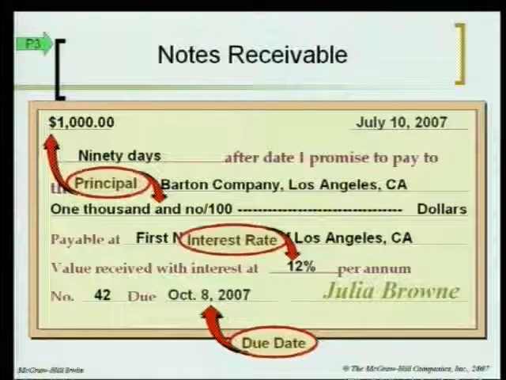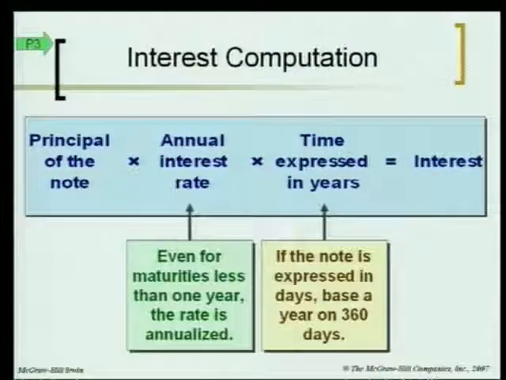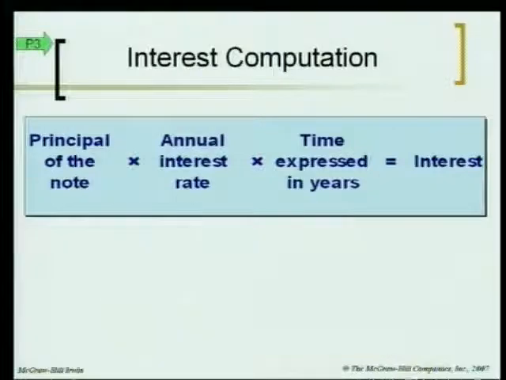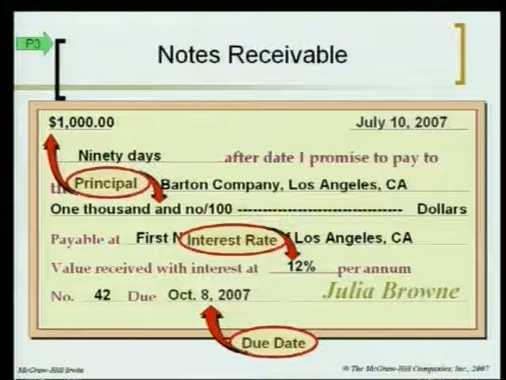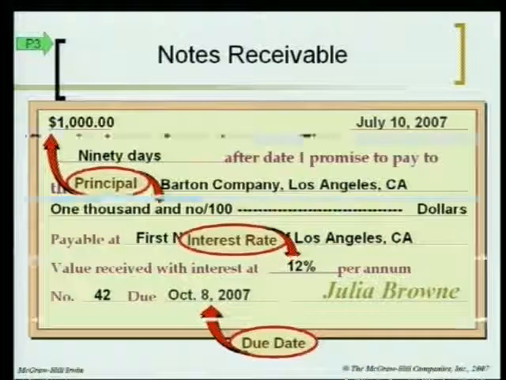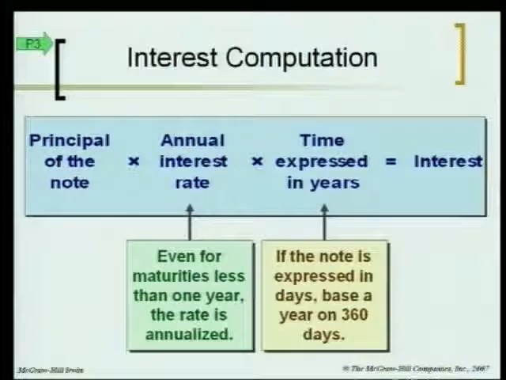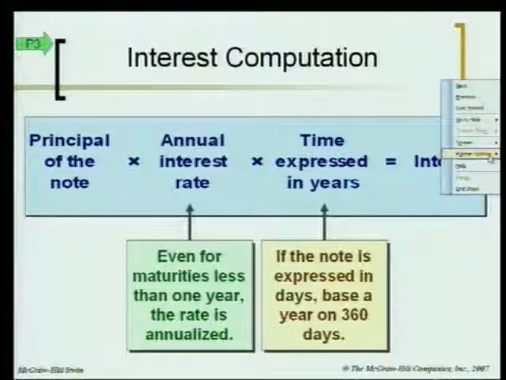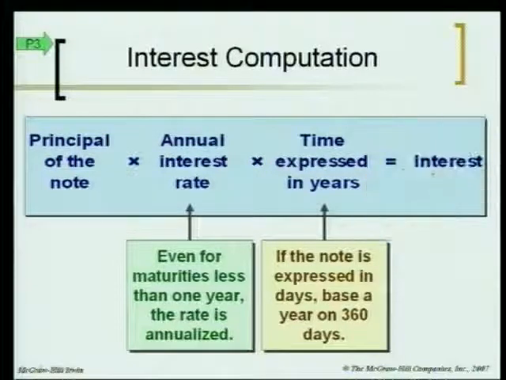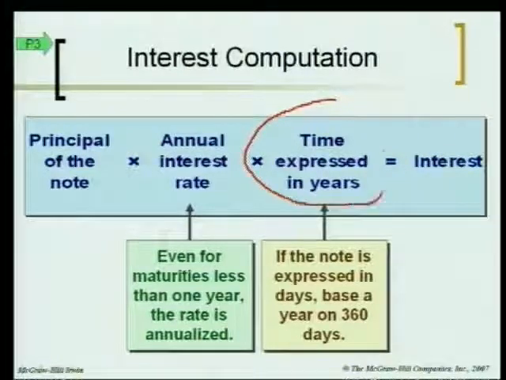We also have the principal amount, which is $1,000. We have the annual interest rate. We have the due date. Okay? Now, going back to this slide, once October 8, 07 comes, then Julia Brown has to pay Barton Company not just the $1,000 principal, but some interest as well, correct? How much interest does she have to pay? Well, you're going to take the principal of the note times the annual interest rate, but here's something that is often forgotten. You have to take the time expressed in years. Okay?